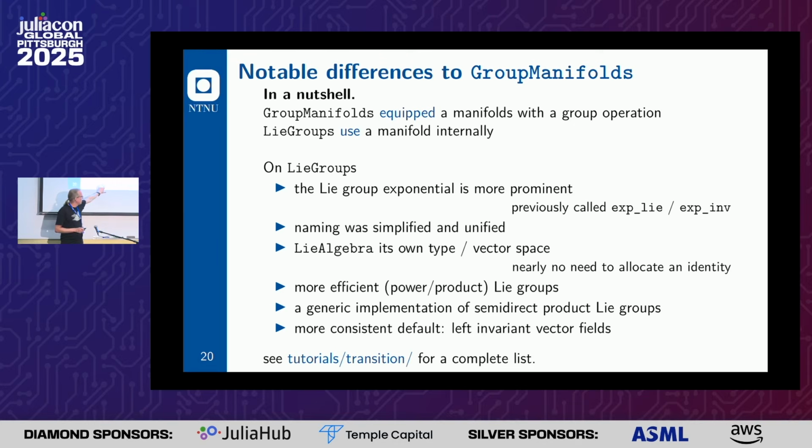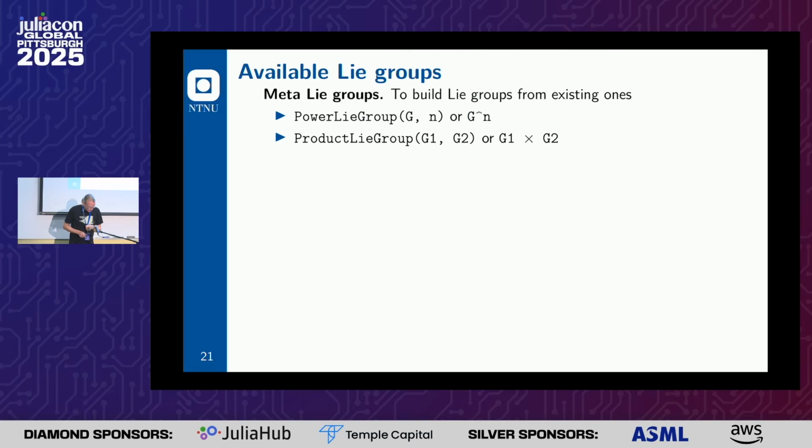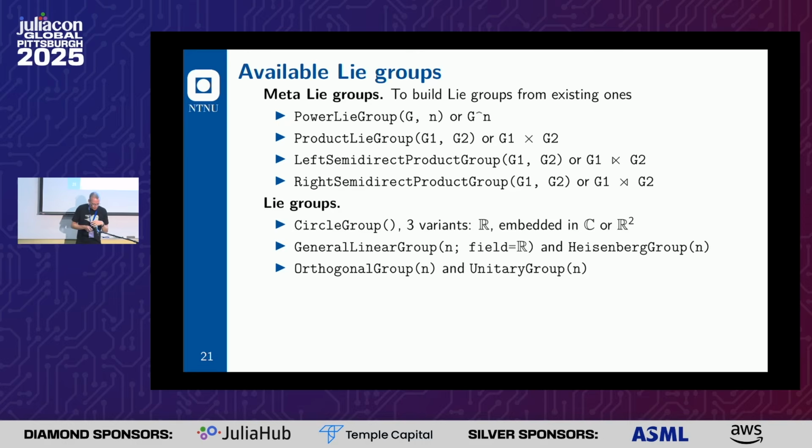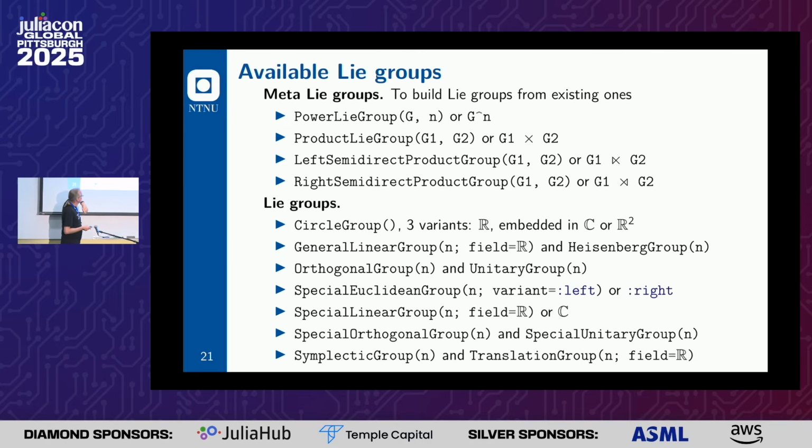And we made a full list. If you have worked with group manifolds before and want to switch, there's a whole list of everything that we changed. Now, the Lie groups that we have are just power and product. If you have a Lie group, you can build either vectors or tuples of elements. We have the left and the right semi-direct product group, and in concrete groups, just a few of those. These are the ones currently available.